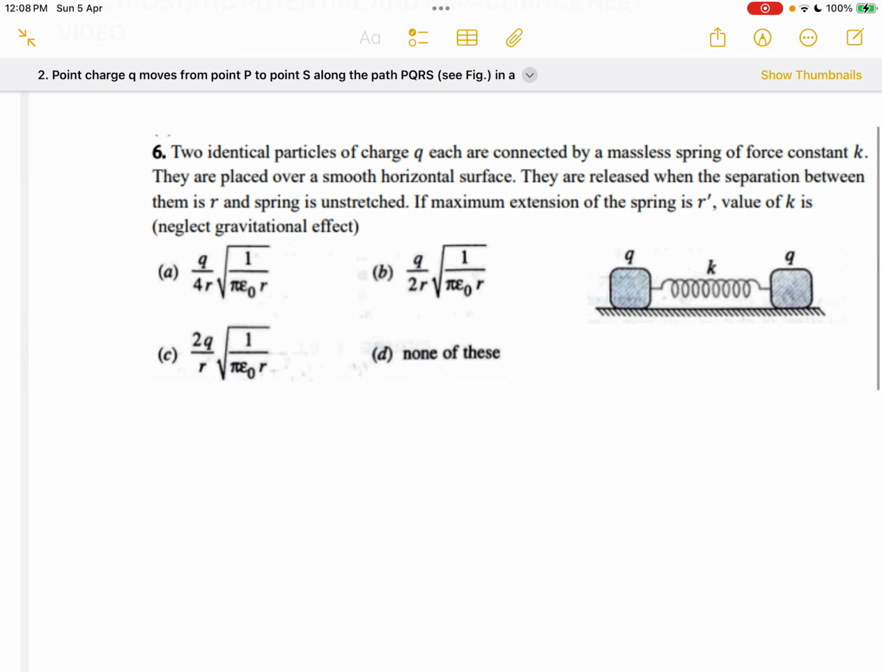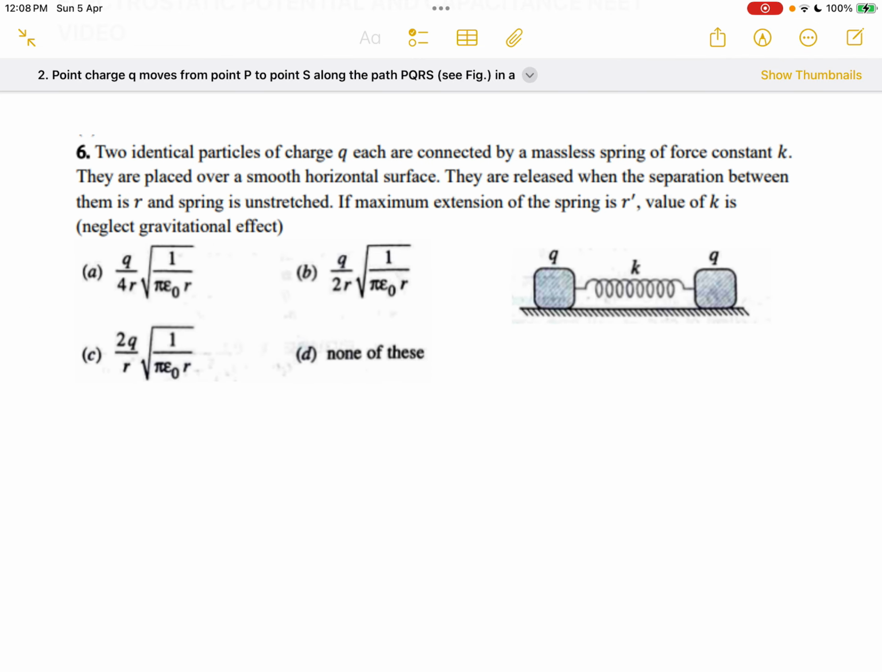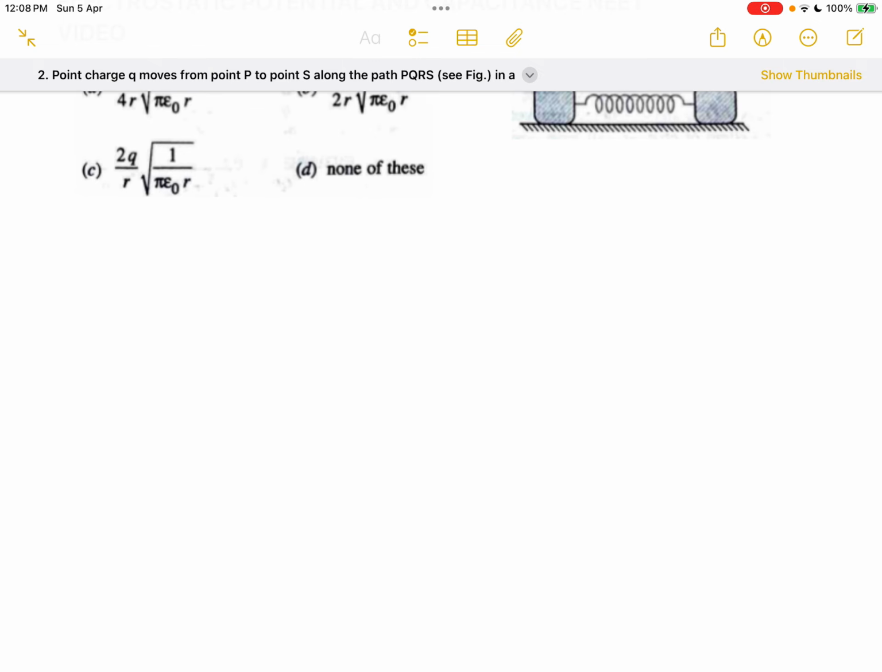Let us continue with question number 6. Two identical particles of charge q are connected by a massless spring of force constant k. They are placed over a smooth horizontal surface. They are released when the separation between them is r and the spring is unstretched. If the maximum extension of the spring is r dash, the value of k is, we need to find the value of spring constant. Let us look at the energy aspect of this question.